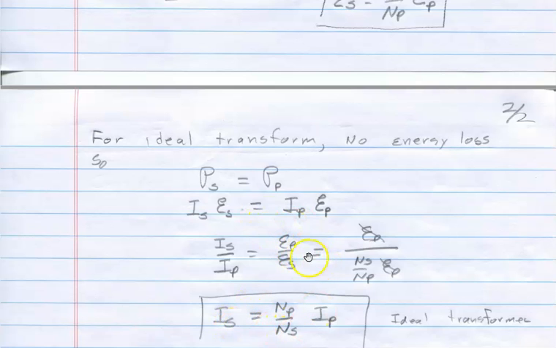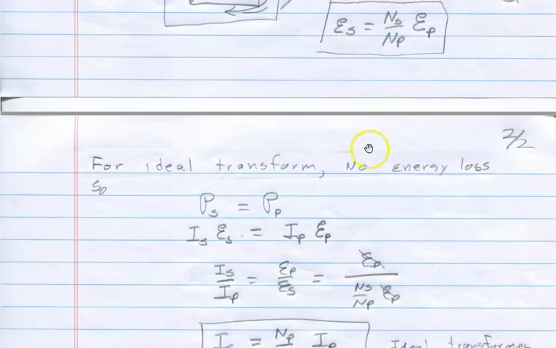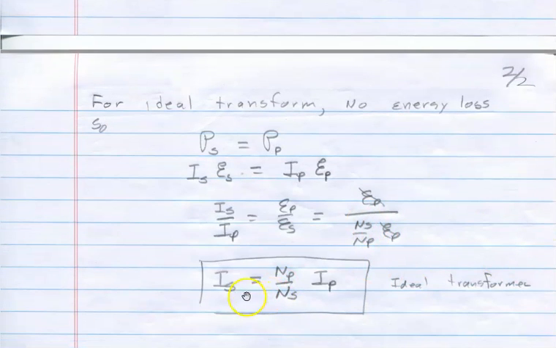Well, if you solve for I_S over I_P, that becomes E_P over E_S. And remember, from above up here, we have E_S is N_S over N_P times E_P. And so here the E_Ps go out and then it flips over. And so you get the current in the secondary is equal to N_P over N_S times the current in the primary for an ideal transformer.